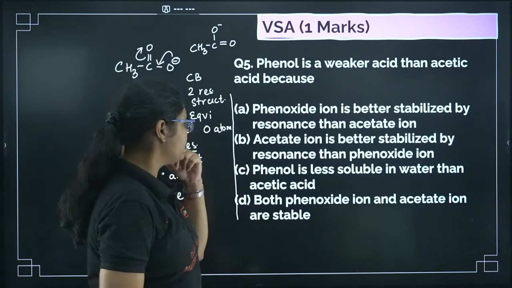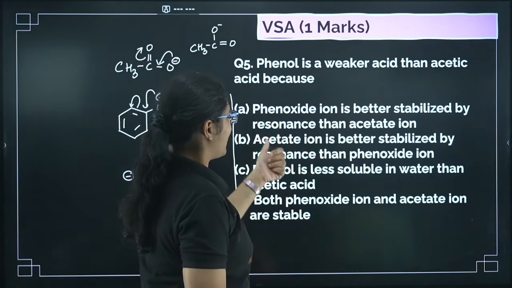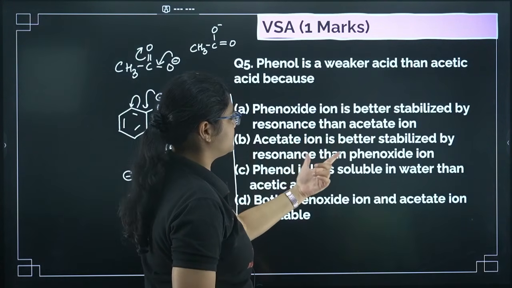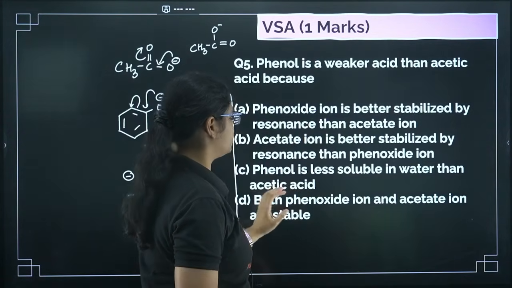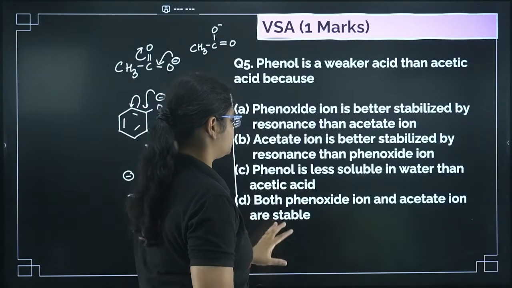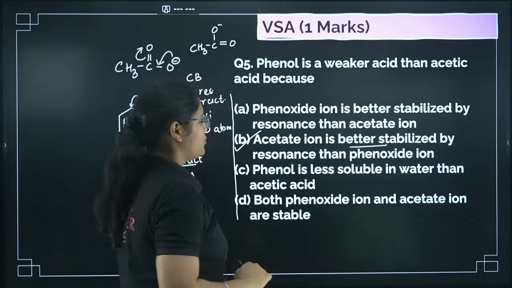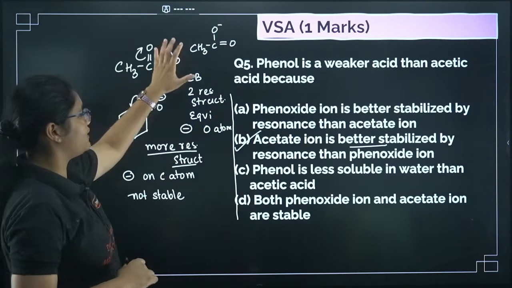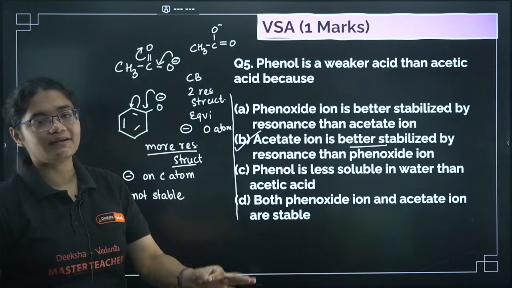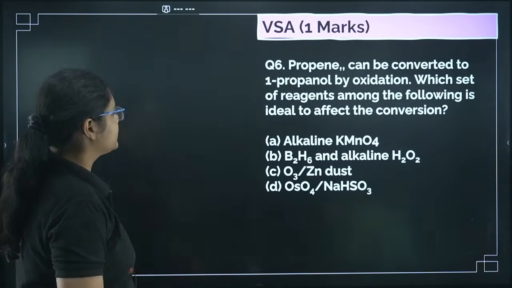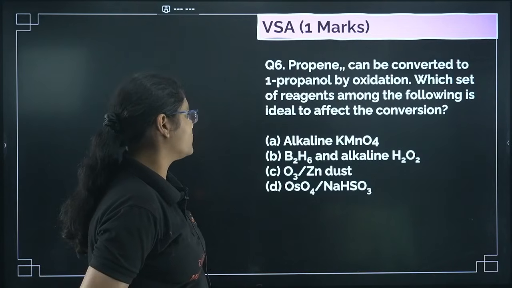Clear? So now see, phenoxide is better stabilized by resonance than acetate ion. Acetate ion is better stabilized by resonance than phenoxide ion. Phenol is less soluble in water than acetic acid. Both phenoxide ion and acetate ion are stable. No, acetate ion is better stabilized by resonance than phenoxide ion because of equivalent resonating structures and negative charge on the electronegative atom.